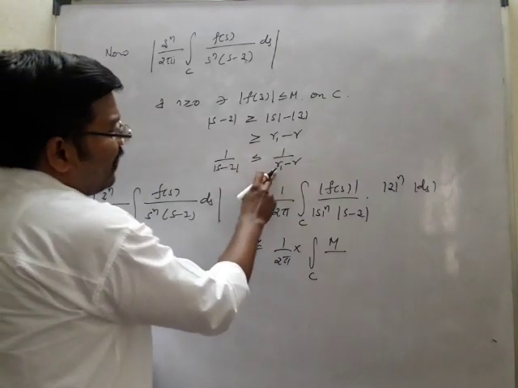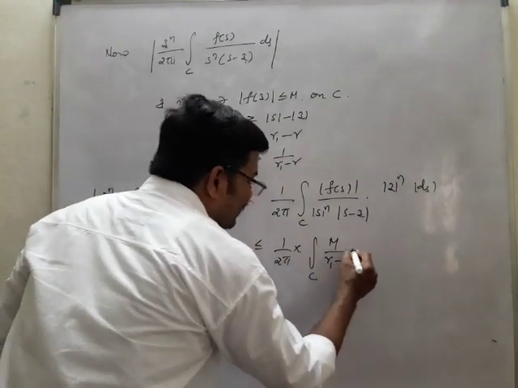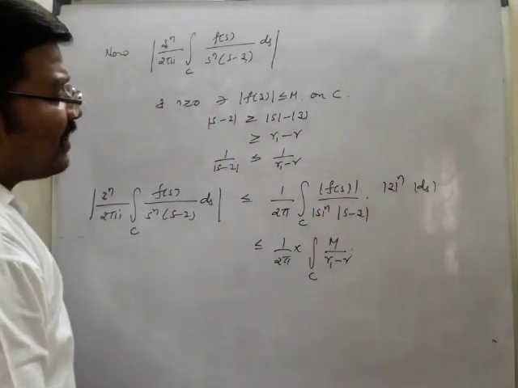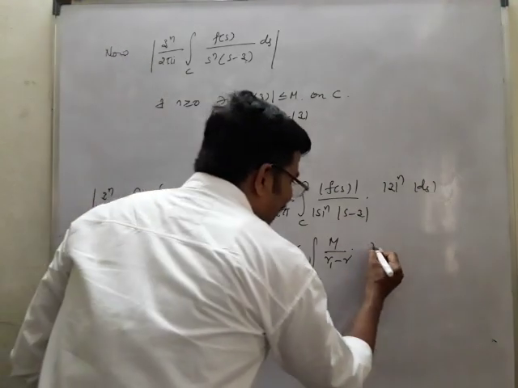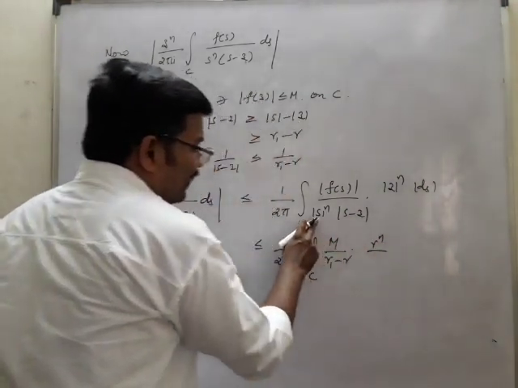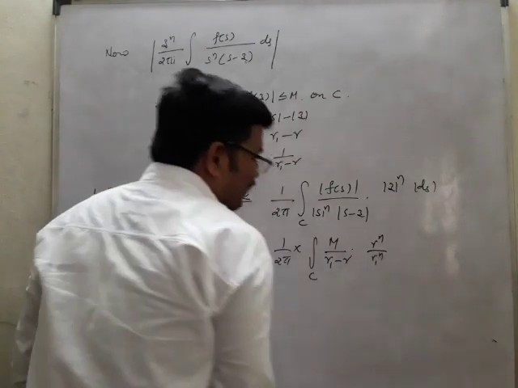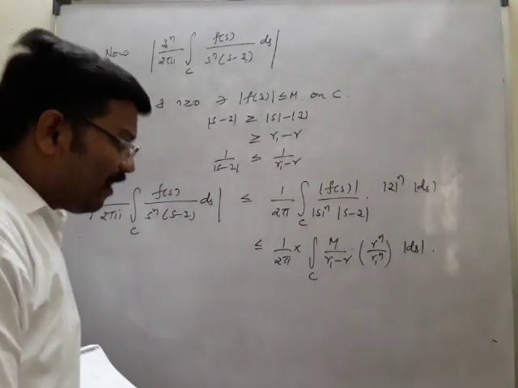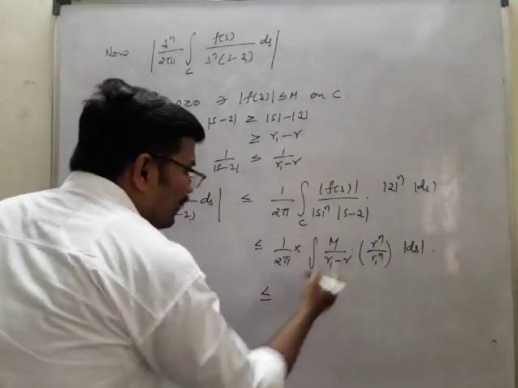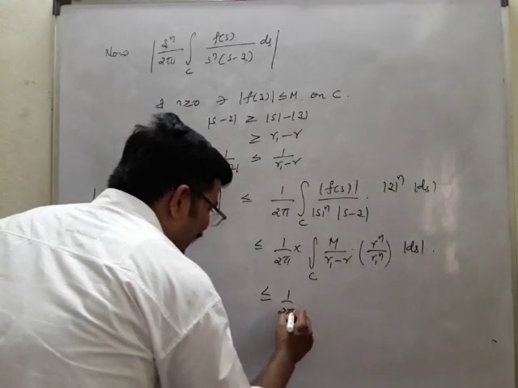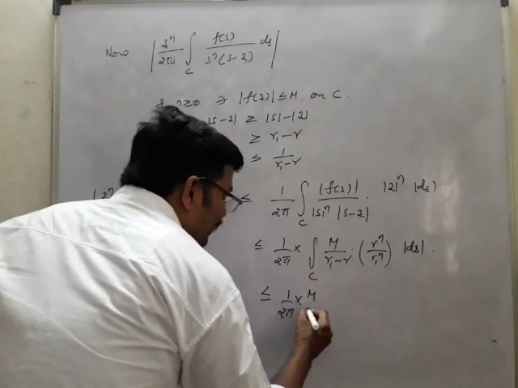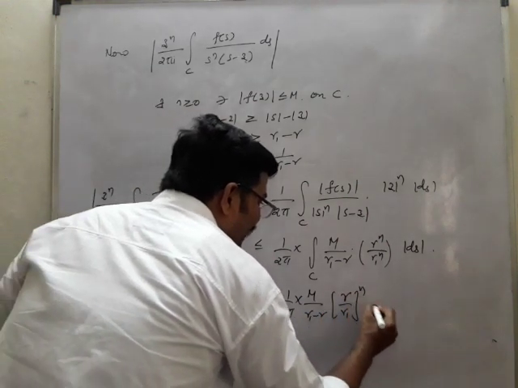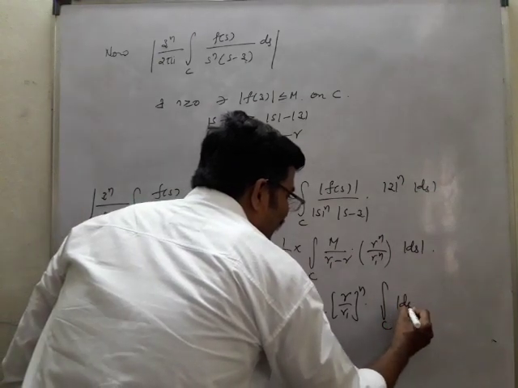Mod s minus z is nothing but what? 1 by r1 minus r into mod z power n by mod s power n. So mod z power n is nothing but r power n, and mod s power n means r1 power n. Okay, then I may write mod ds. So this is less than or equal to, I'll take everything outside, 1 by 2 pi into m by r1 minus r into r by r1 whole power n into integral c mod ds.